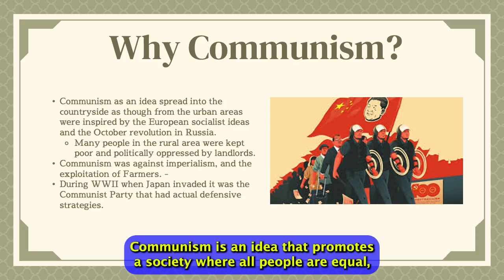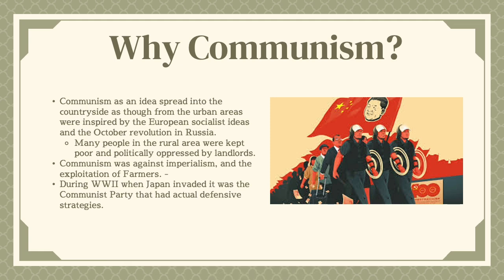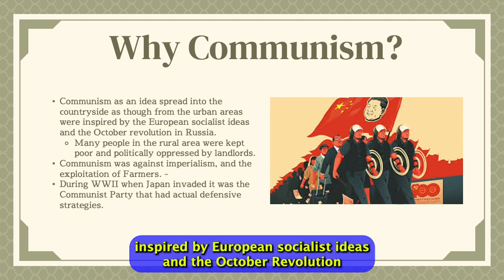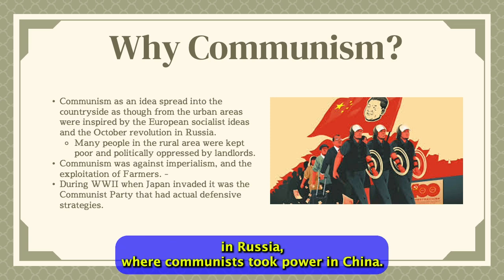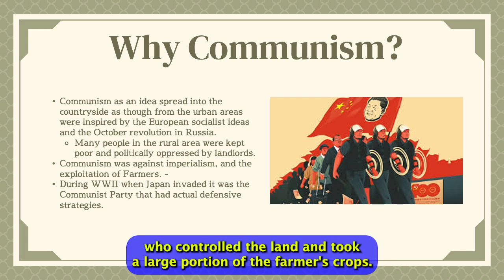Communism is an idea that promotes a society where all people are equal, and there is no private ownership of land or businesses. It first spread into the countryside of China from the cities, inspired by European socialist ideas, and the October Revolution in Russia, where communists took power. In China, many people in rural areas were poor and oppressed by landlords, who controlled the land and took a large portion of the farmers' crops.